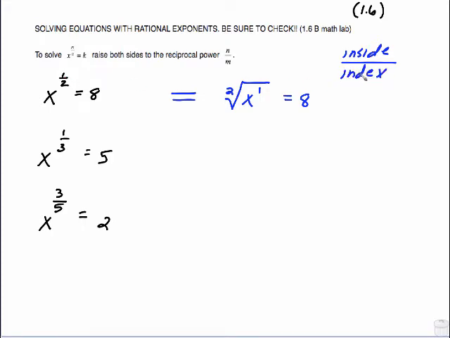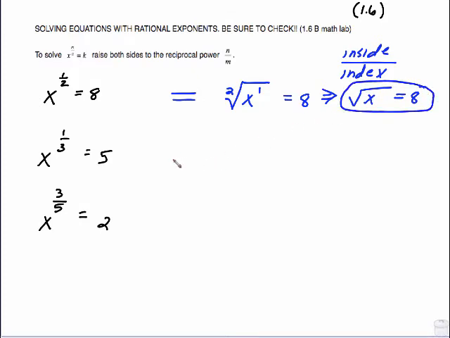So inside over index. When you look at 1/2, one is on the inside, 2 is the index. 1/3, 1 goes on the inside, 3 is the index. 3/5, 3 is on the inside power, and 5 is the index. Now with square root, we don't write the index of 2. This is just understood to be square root of x equals 8. That would be my radical equation. We'll talk about solving that in a second.